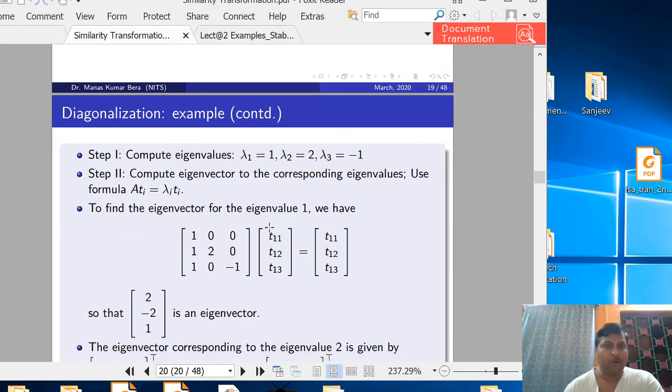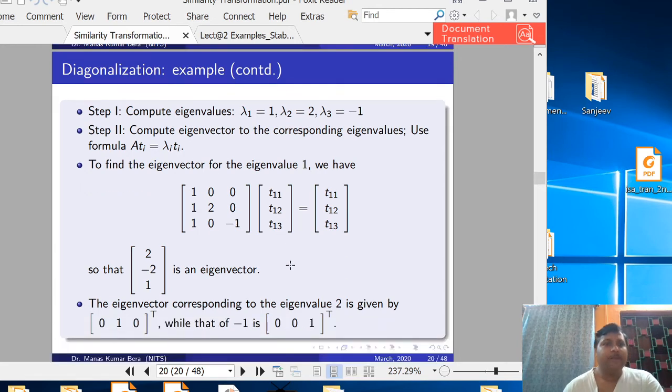then we have to compute in step 2 the corresponding eigenvectors. Means, suppose if I want to compute the eigenvector of the corresponding eigenvalue lambda 1 equal to 1, then this relation will be helpful: A ti equal to lambda i ti. So A, then ti having 3 components, we have taken the three elements t11, t12, t13 equal to 1 into t11, t12, t13. So this is a linear system and you can solve it. If you solve it, you will get the eigenvector 2, -2, 1.